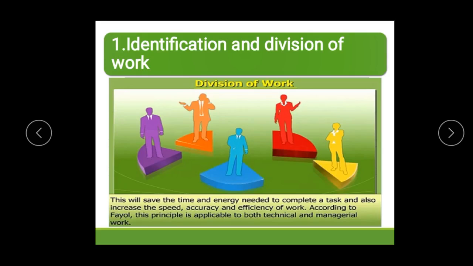First step is identification and division of work. We can take one example here. Suppose we are talking about a textile company, a cotton textile company. In that organization, the businessman will first identify the work to be performed, because it is a manufacturing organization. So production will be its main activity. We have identified the work, that is, production.